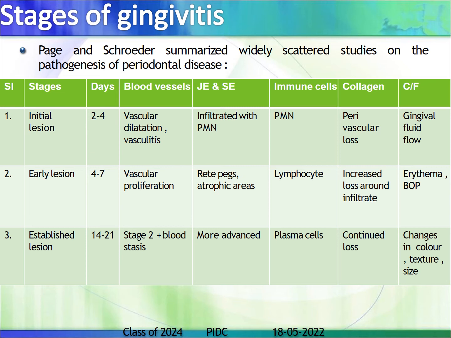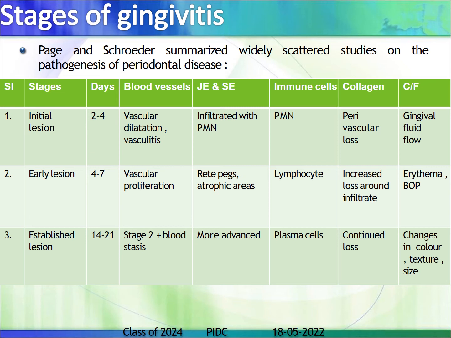The second lesion, the early lesion, occurs from 4 to 7 days, wherein there is vascular proliferation with red apex atrophic areas. The predominant cell here is lymphocytes, with increased loss of collagen around the infiltrate, erythema, and bleeding on probing present. The third stage is your established lesion, which occurs at 14 to 21 days.